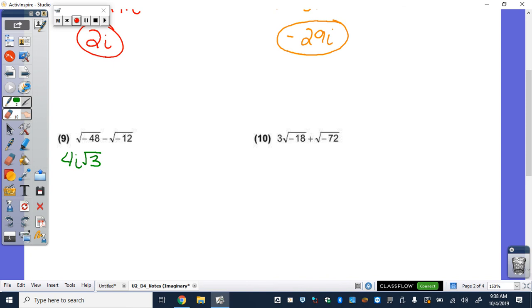Perfect square for 12: 4. And the square root of 4 is 2, so we get 2i radical 3. So now 4i radical 3 minus 2i radical 3 gives 2i radical 3.